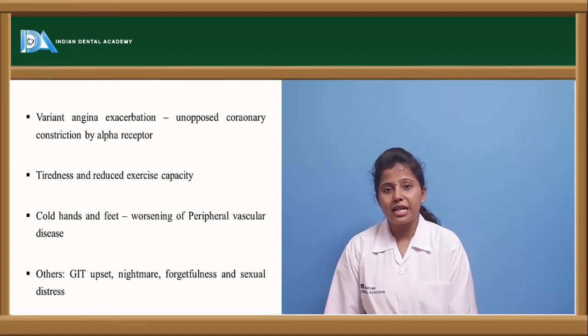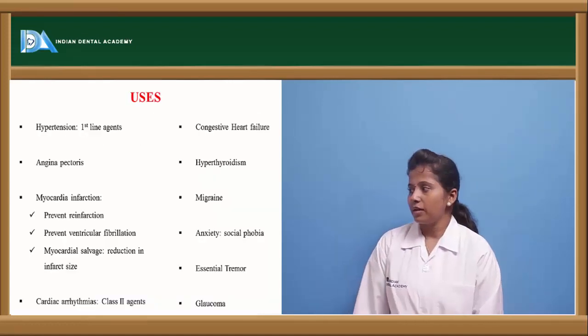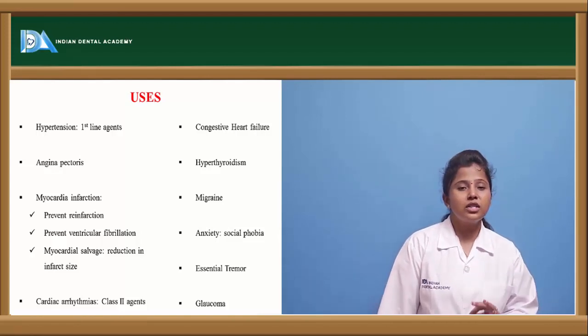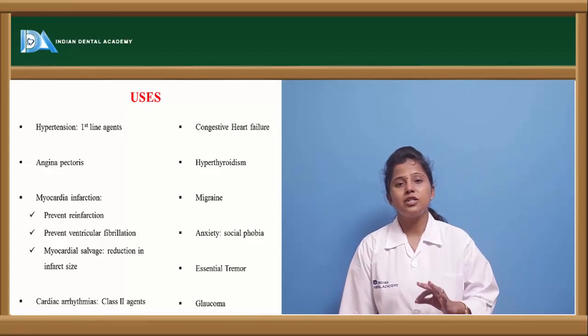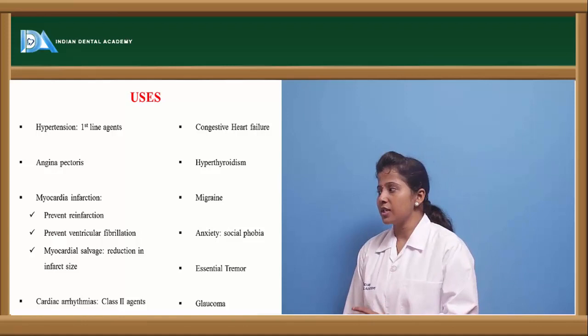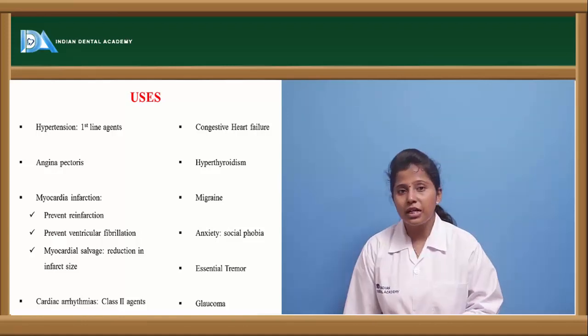So these are a few of the side effects, or adverse effects, which are observed because of propranolol. What are the uses of these drugs? Propranolol is one of the first line beta adrenergic receptor antagonists which is used in hypertension. So this is one of the best drugs used in hypertensive conditions. It is used in angina pectoris as well as myocardial infarction.